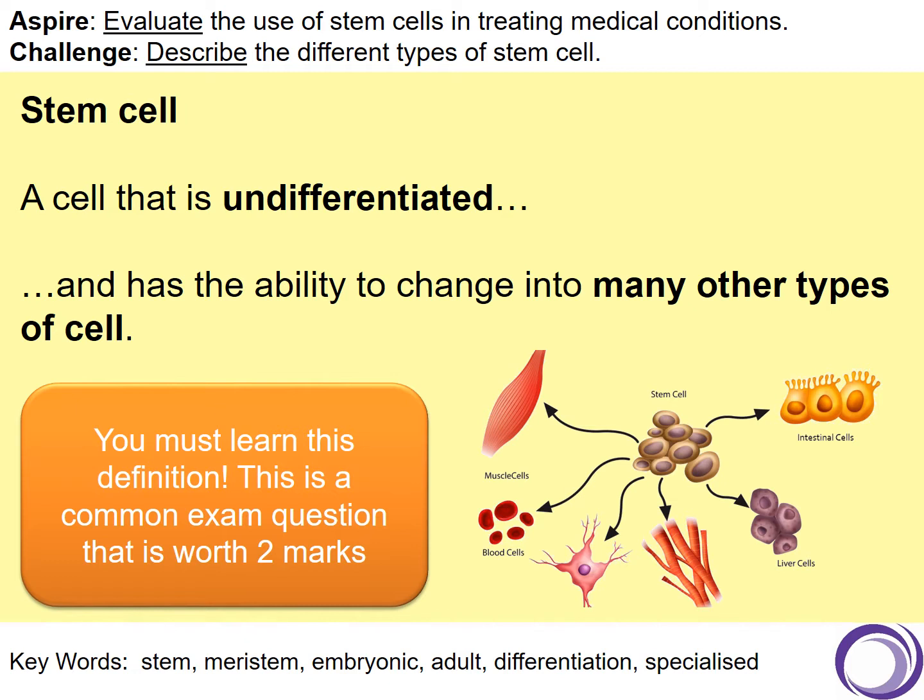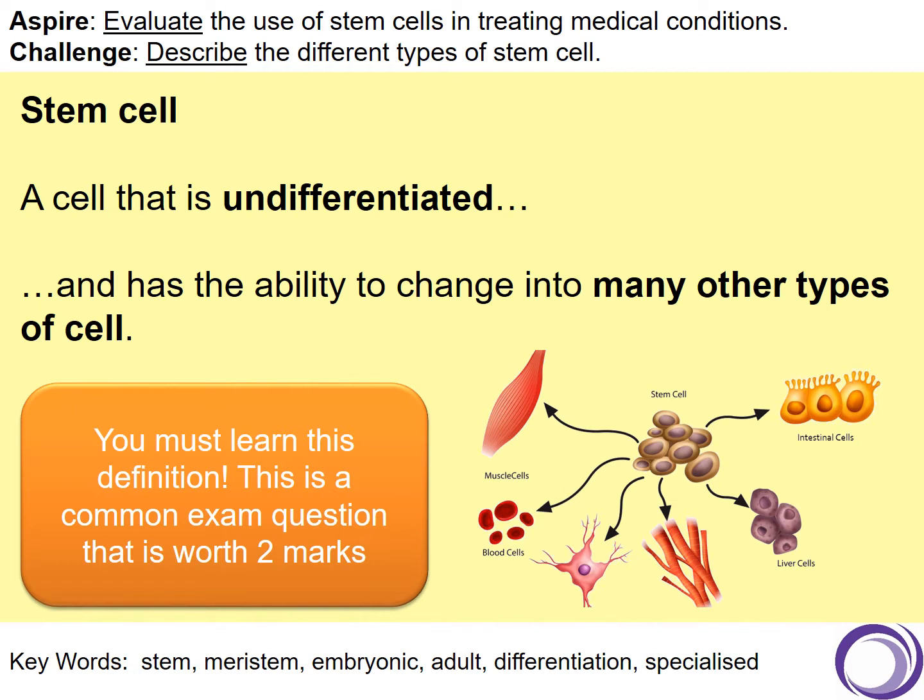So think about a skin cell. If I cut my skin, the only thing my skin cell can divide into is another skin cell. But if there was a stem cell there, then it might be able to grow into a bone cell, might be able to grow into a nerve cell, and therefore, you know, if I chop my hand off accidentally, I'd be able to grow a complete new hand.